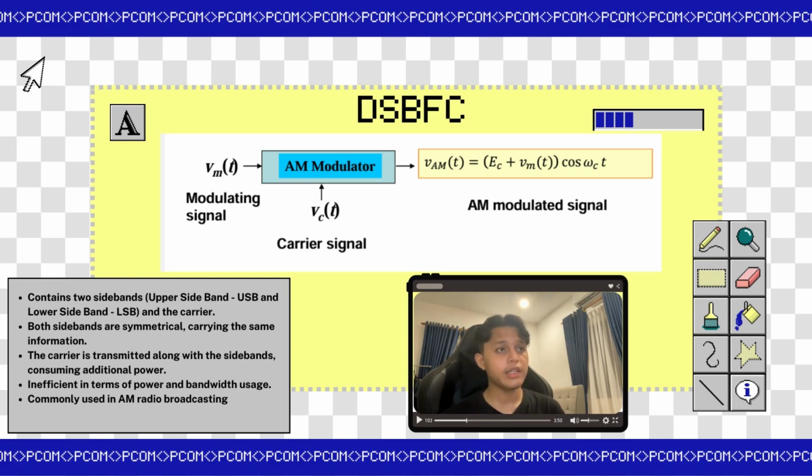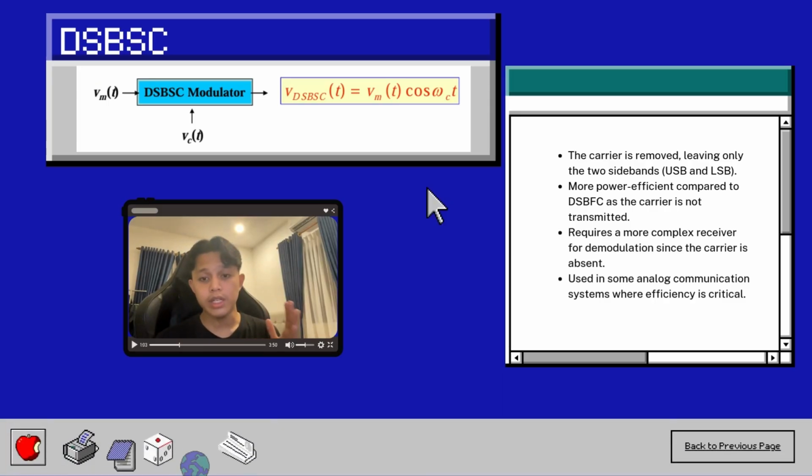You can see in the image that the modulating signal, VM, passes through to an AM modulator and is multiplied with a carrier signal, and the product is VAM, the modulated signal. Now let's move on to the DSBSC, double sideband suppressed carrier.